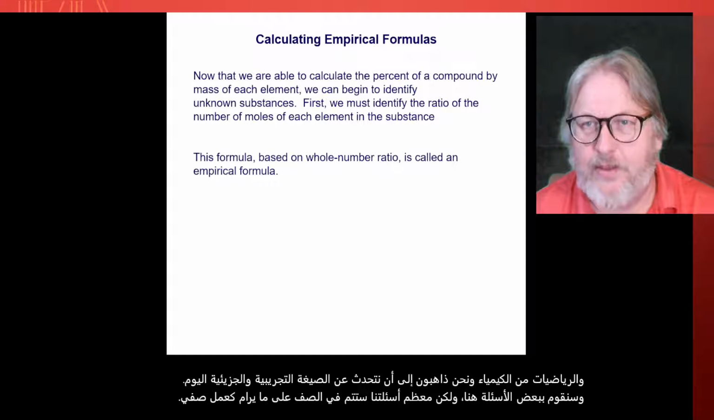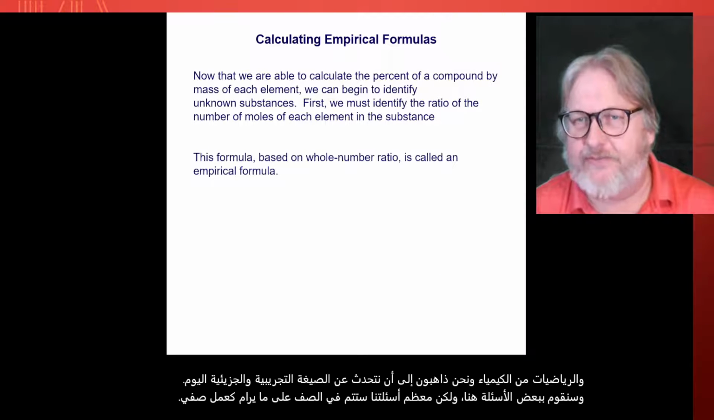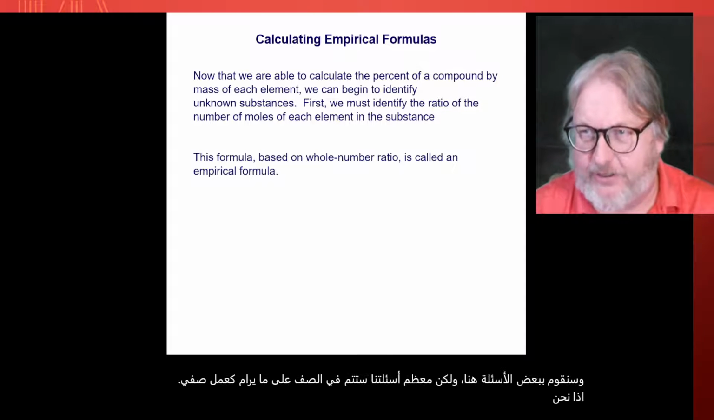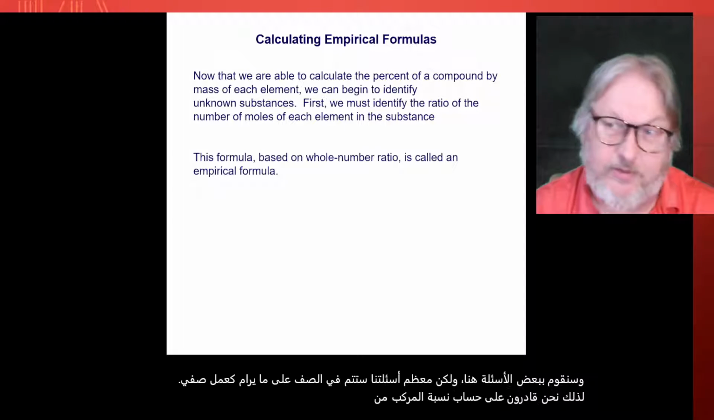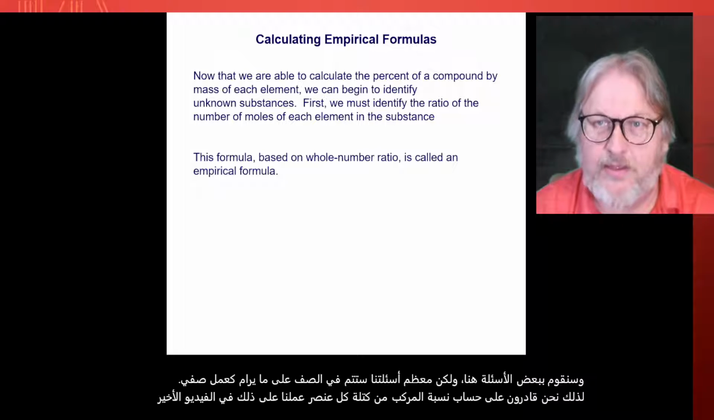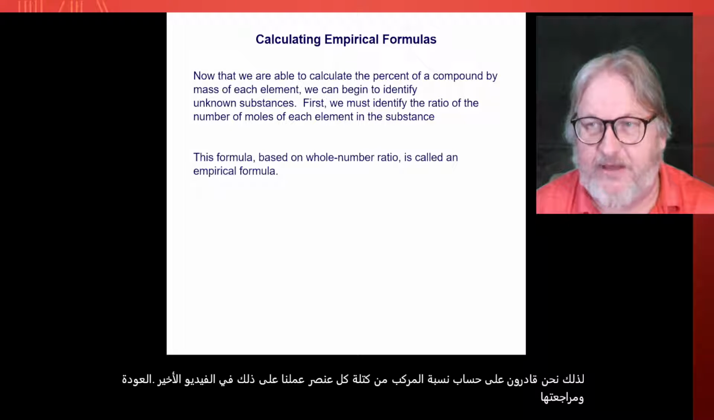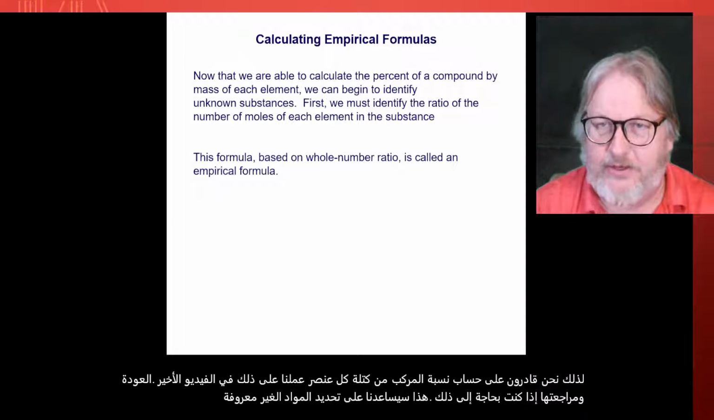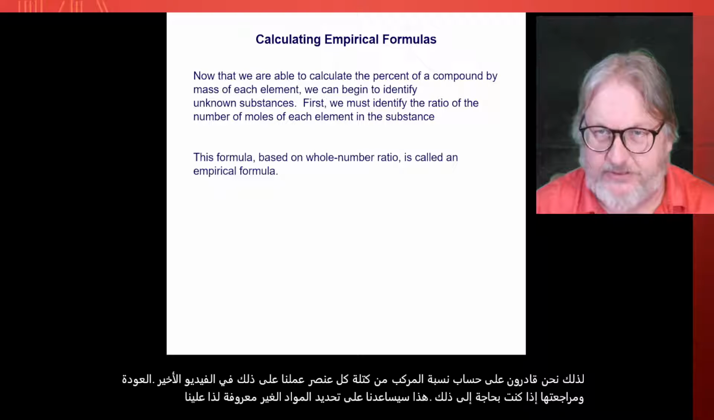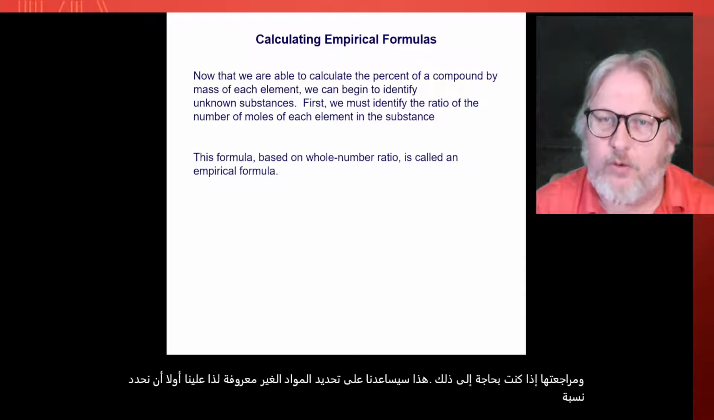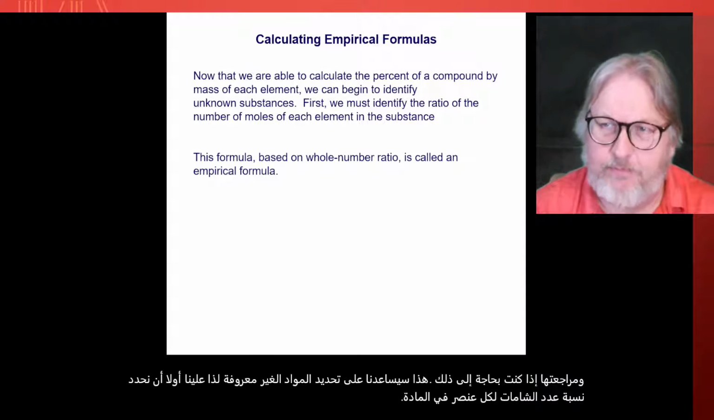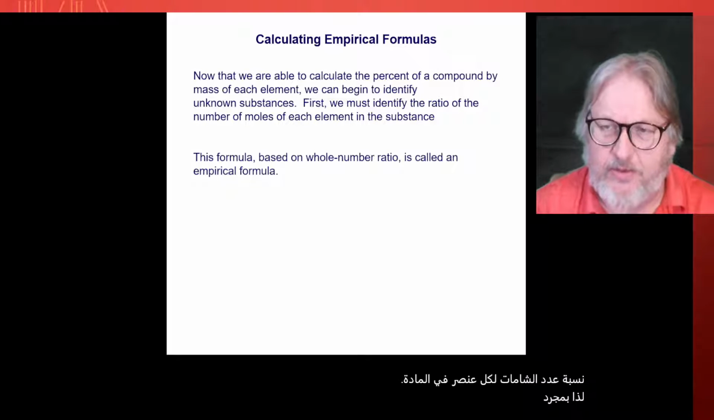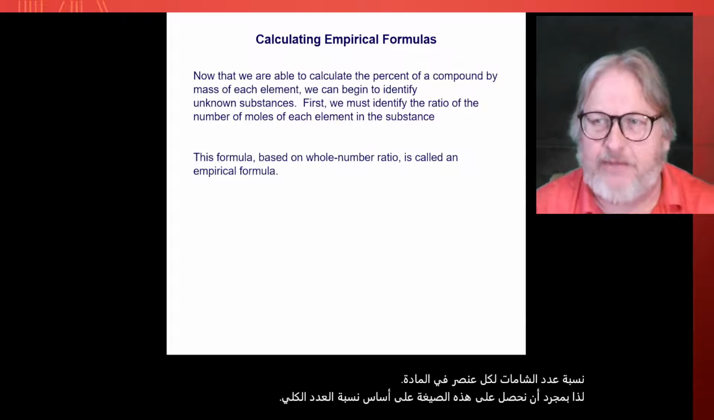So we're able to calculate the percent of a compound by the mass of each element. We worked on that in our last video. Go back and review it if you need to. That's going to help us identify unknown substances. So first, we've got to identify the ratio of the number of moles of each element in the substance. Once we have this formula based on a whole number ratio, this is something we call the empirical formula.